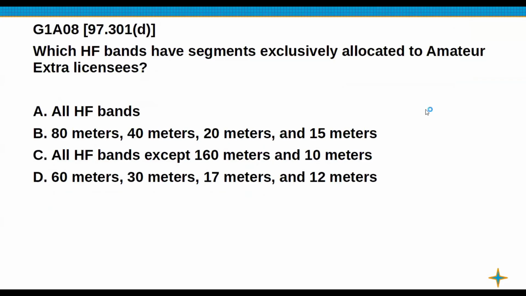Which HF bands have segments exclusively allocated to amateur extra licensees? It's the old group of four. So that would be Delta. I was going to say Bravo. Bravo. So I did those in yellow. It pops up a lot.